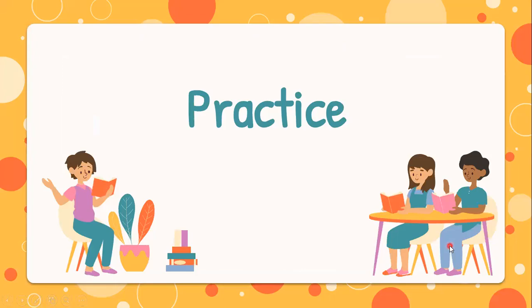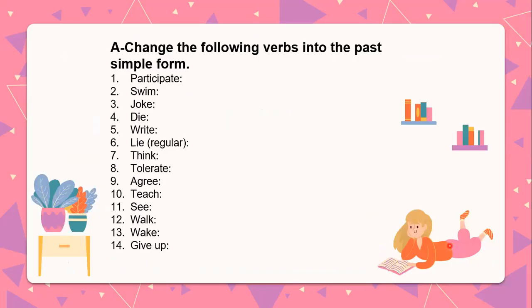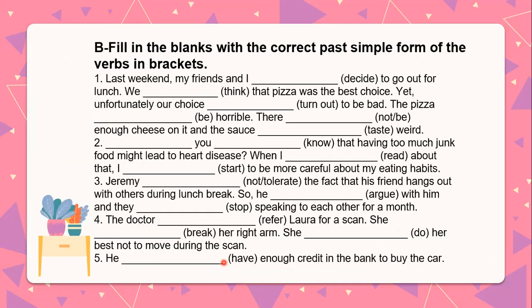Now we have some practice questions and we'll be done with this lecture. In part A, you need to change the following verbs into the past simple form. You have participate, swim, joke, die, write, lie, think, tolerate, agree, teach, see, walk, wake, and give up. If you're an online student, please take your own time to solve them, and then you'll be able to look at the answer key.